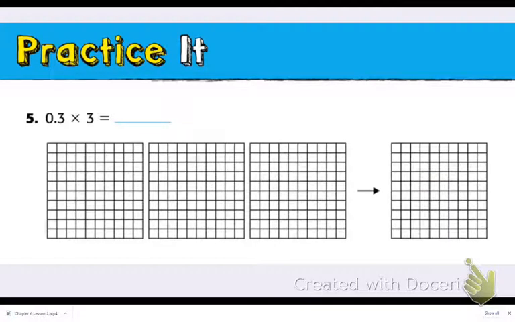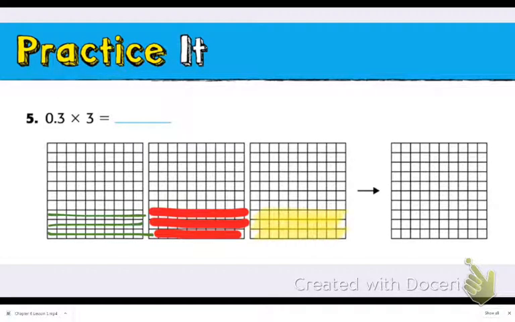Practice it. We have 3 tenths, and this time we have 3 of them. Well, here's 1, 2, 3 tenths. I better do the other 3 tenths. 1, 2, 3, 3 tenths. And I have another 3 tenths. Okay, we'll shade the model. I shaded 3 tenths 3 times.